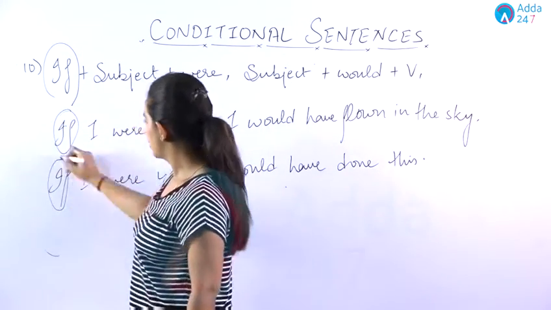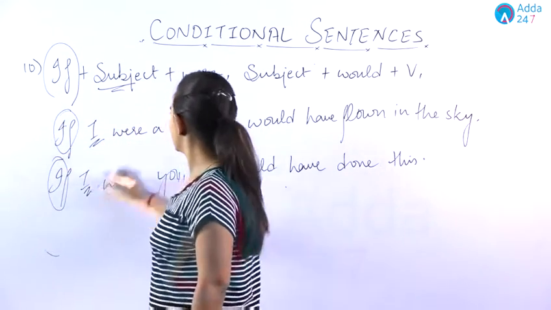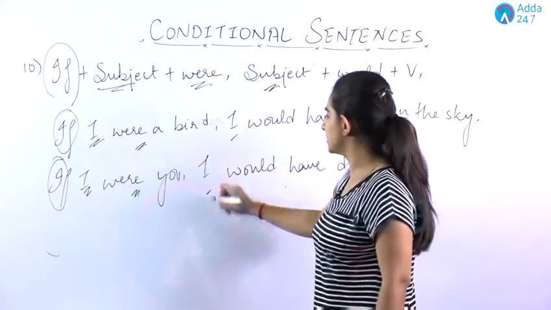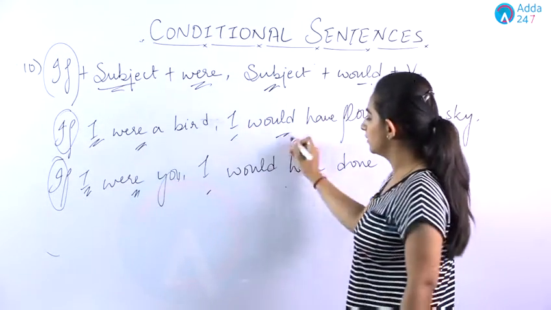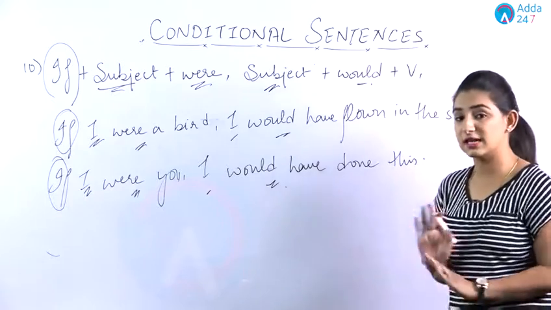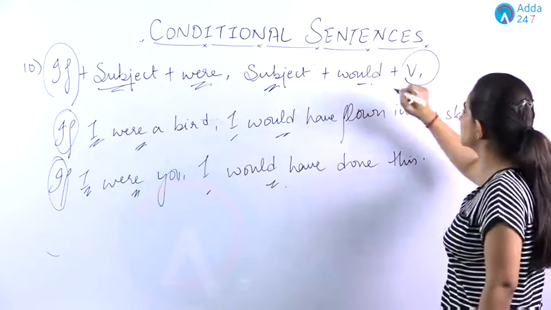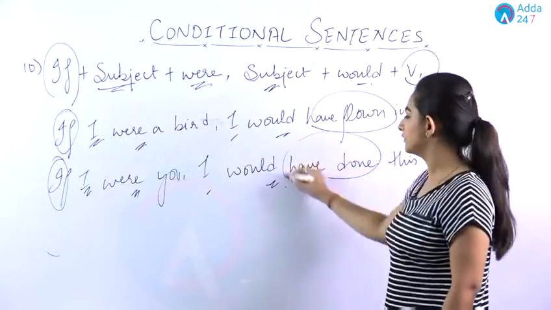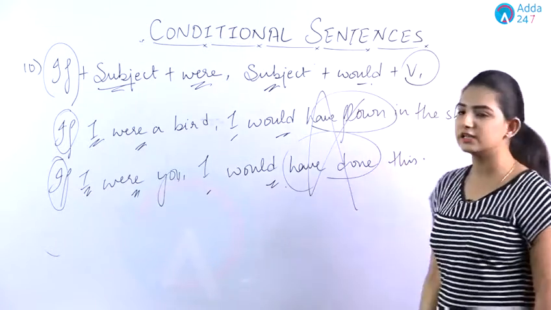If, subject I, it has were in it, then again we place the subject. Then we have would. That's correct. Till here the sentence is absolutely correct. But after that we need to place verb's first form. And what have we placed? Have flown, have done, which is absolutely incorrect.